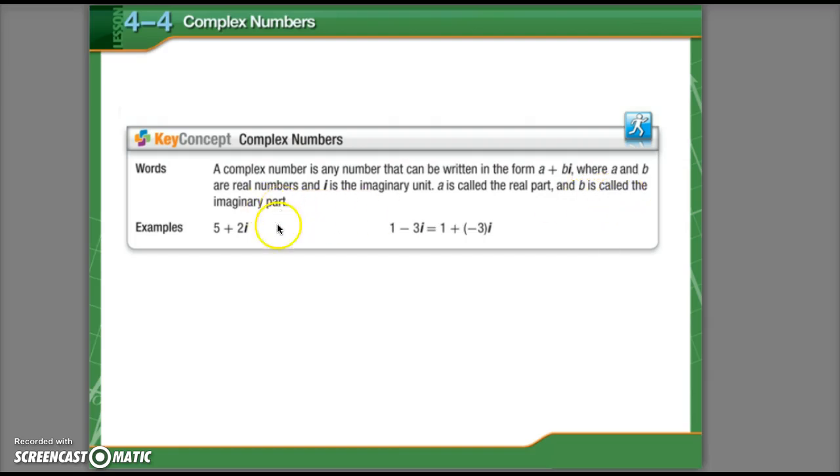So for example, we have 5 plus 2i, that's a complex number. The real part is 5 and the imaginary part is 2i. Or if we had 1 minus 3i, our imaginary part is the negative 3i, that's the b, and our real part is a.